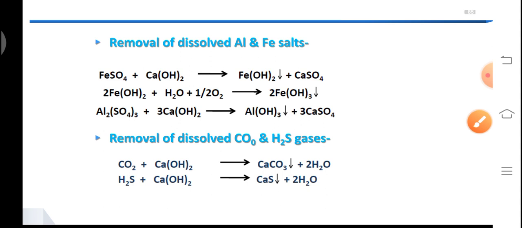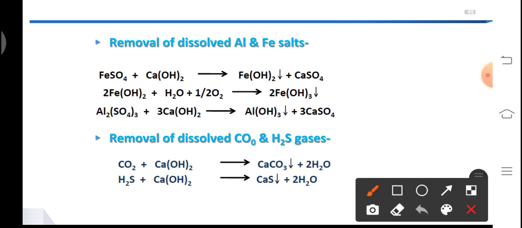Now let us see how we can remove dissolved carbon dioxide and H2S. For removing carbon dioxide, we need to treat it with lime. When CO2 is treated with lime, it is precipitated out in the form of calcium carbonate, which is filtered. So carbon dioxide is converted into CaCO3.